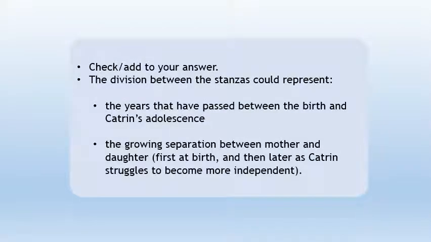And you can add to your answer here. The division between the stanzas could represent the years that have passed between the birth and Catrin's adolescence, the growing separation between mother and daughter, first at birth, then later as Catrin struggles to become more independent.